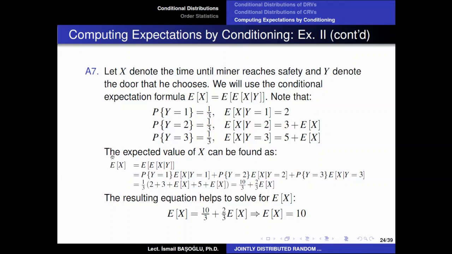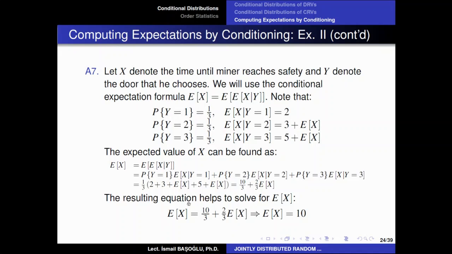And you see, our objective was to calculate the expected value of x. We are calculating that expected value, but in this formulation it is given as a function of itself. So we are basically representing the expected value of x with itself. But this forms an equation with only a single unknown, and that single unknown is the expected value of x. You can simply solve for the expected value of x from that equation. If the expected value of x is equal to 10, then this equation will hold.